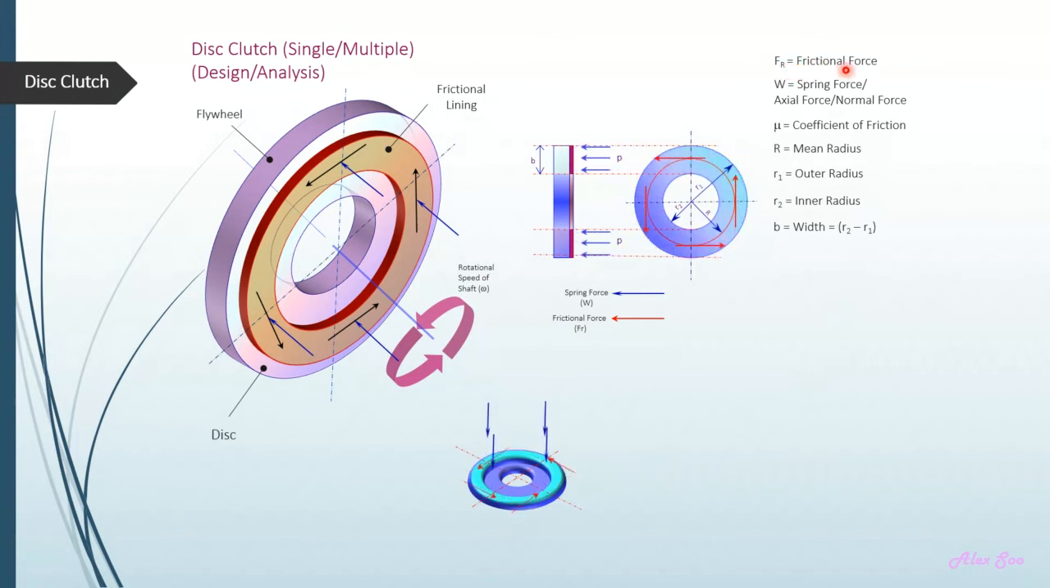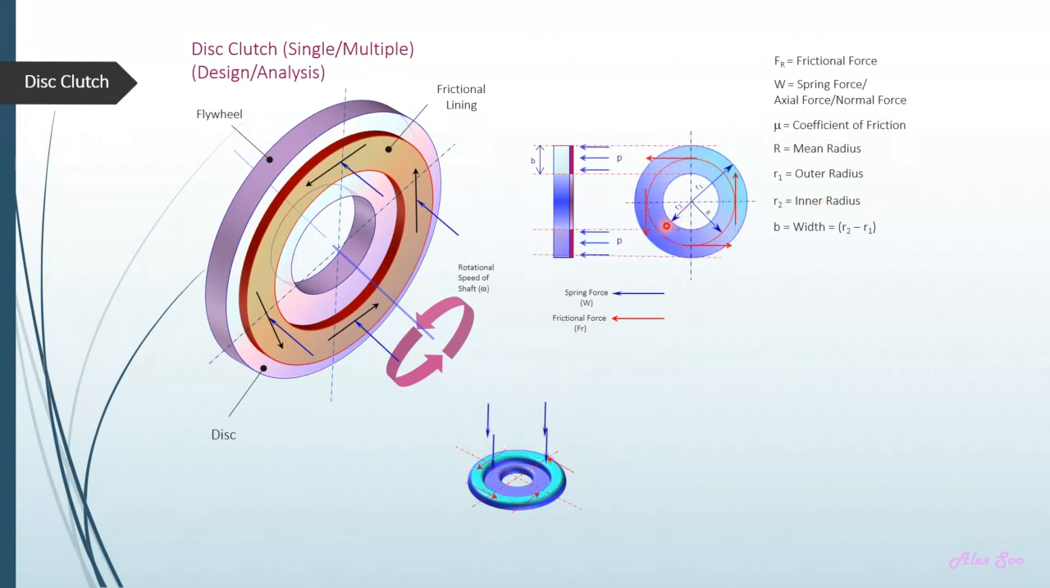Fr is the frictional force, which is in red. W is the spring force or axial force or normal force, which is in blue. Then μ is the coefficient of friction, which is due to the surface of the friction lining material. R is the mean radius. Based on the geometry of the diagram, you can see this is the mean radius. Outer radius is R1. Inner radius is R2.